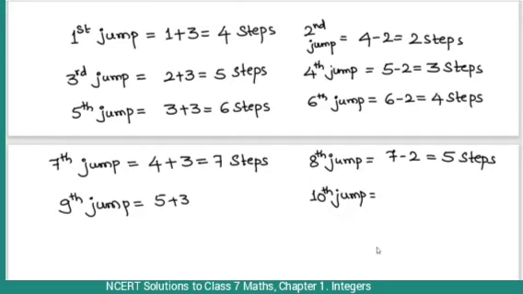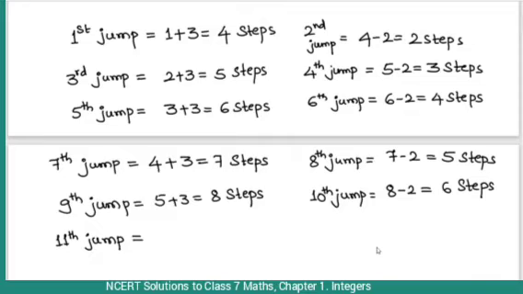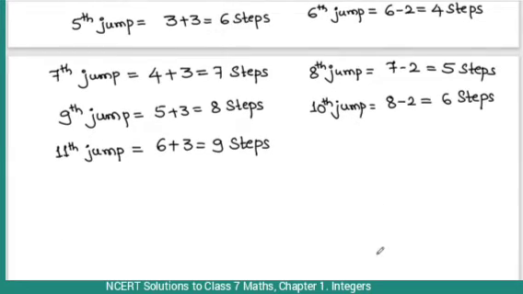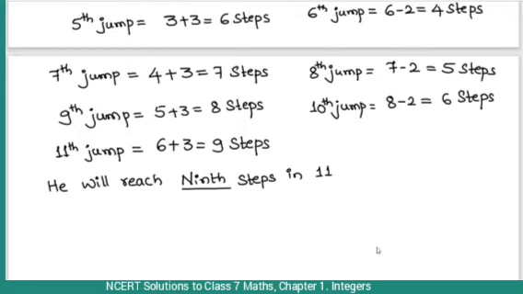In the 10th jump, subtract 2 steps. That is 8 minus 2 is 6 steps. And in the 11th jump, add 3 steps. 6 plus 3 is 9 steps. So in the 11th jump, it will reach the 9th step. So we will write here, he will reach the 9th step. He will reach the 9th step in how many jumps? In 11 jumps.